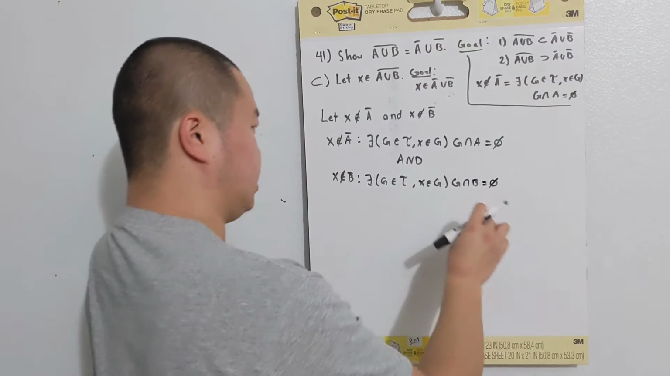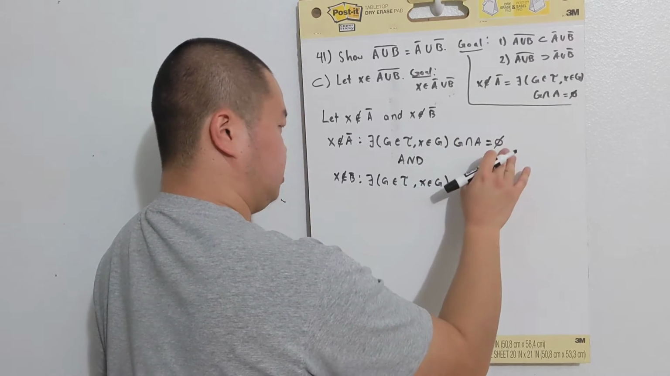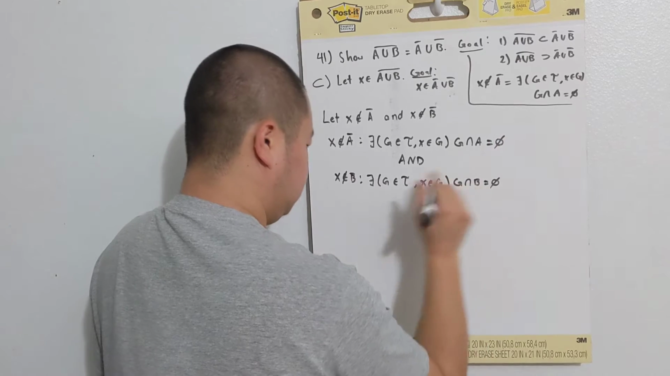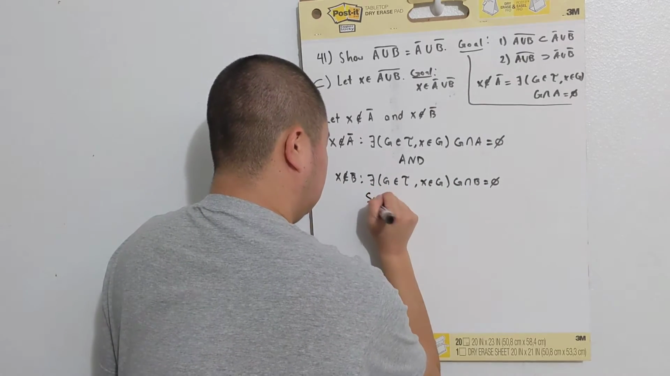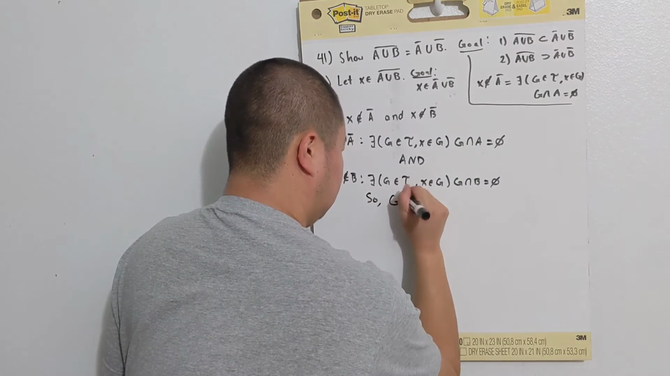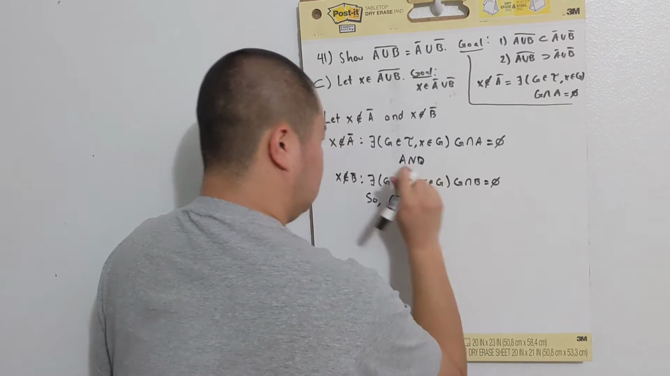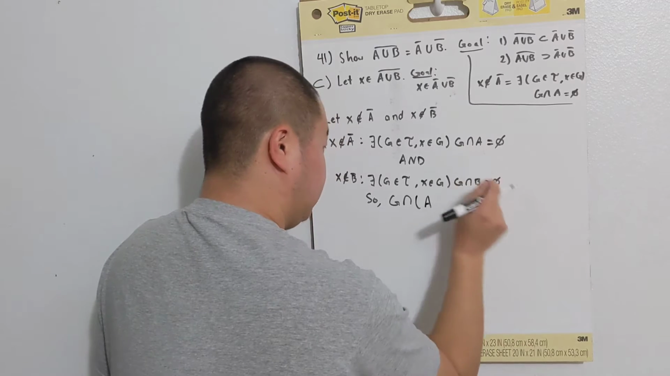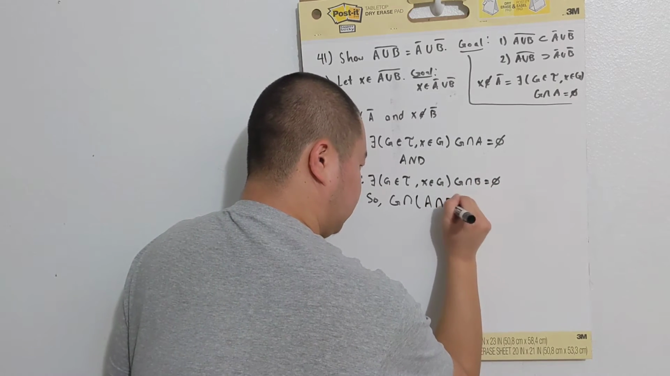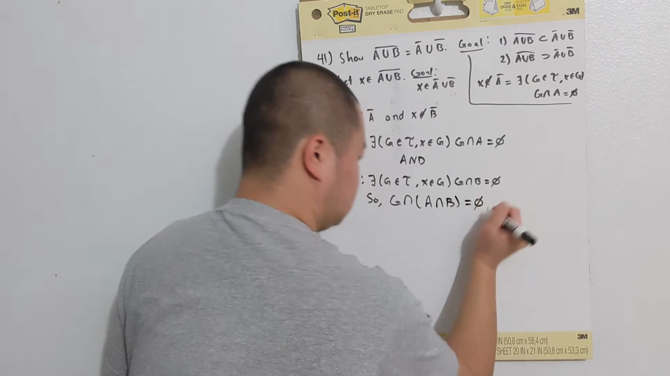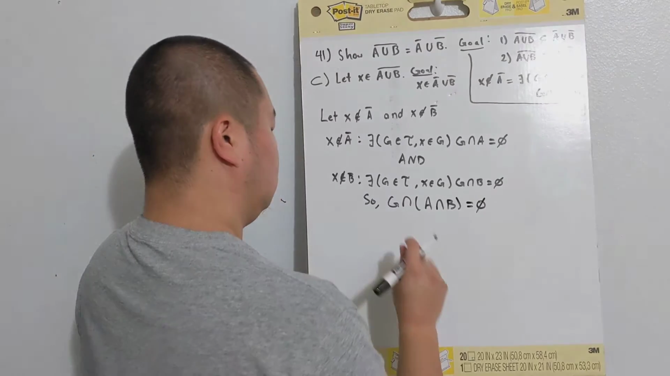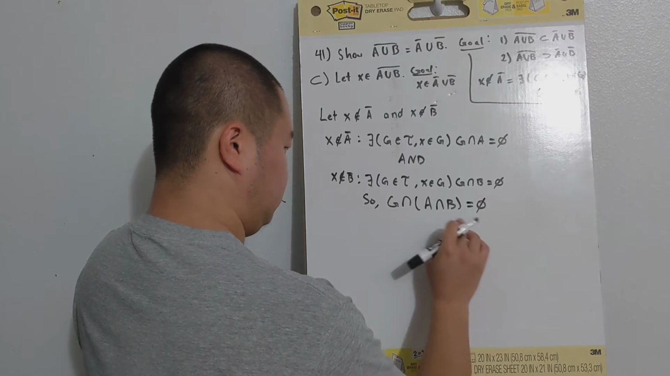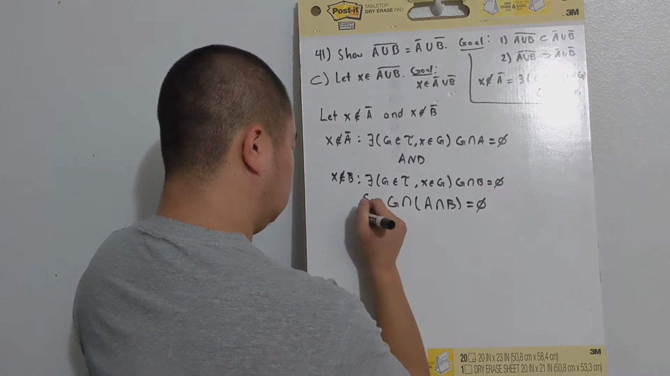So since we know that G intersection A is the empty set and G intersection B is the empty set, combining these two together, you get G intersection A and B, so we get G intersection A union B, which is the empty set. Since G intersection A union B is the empty set, we have two possibilities.